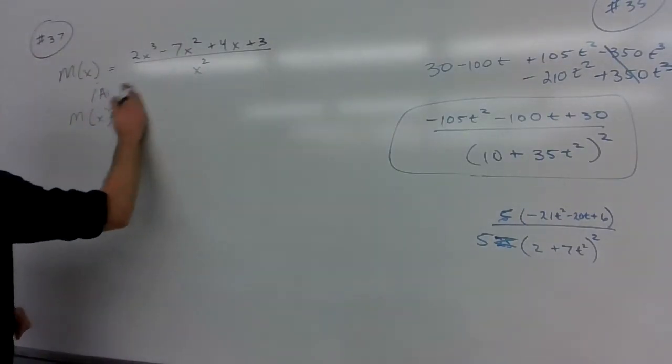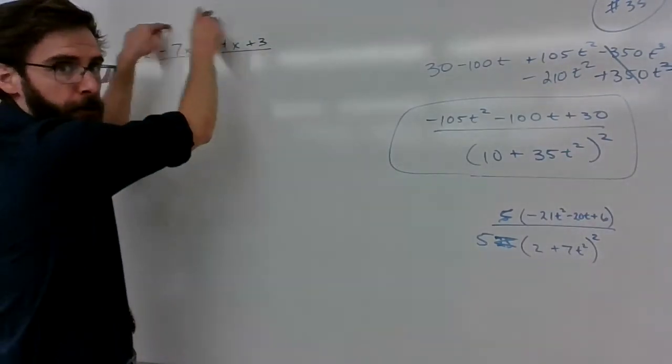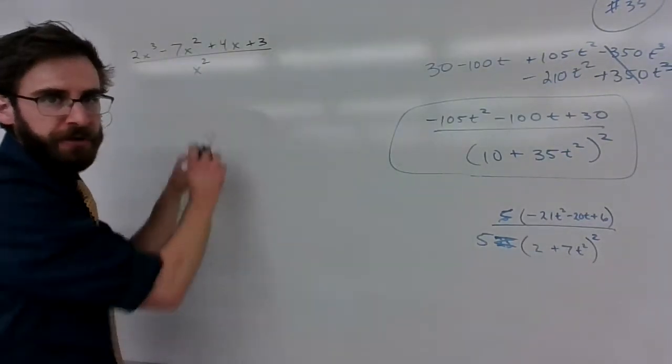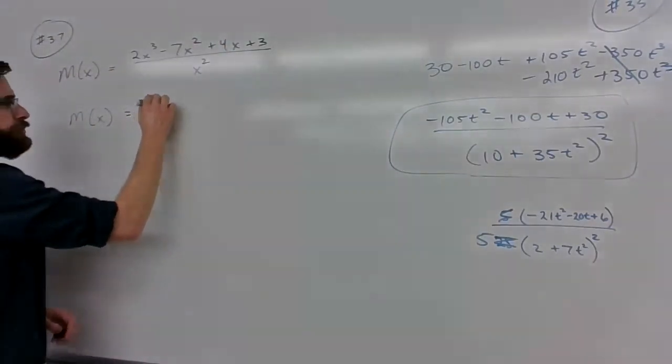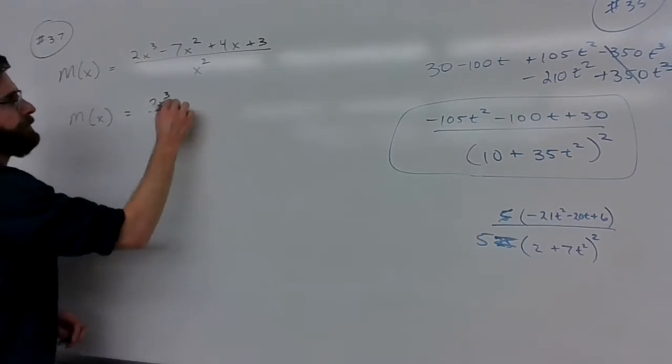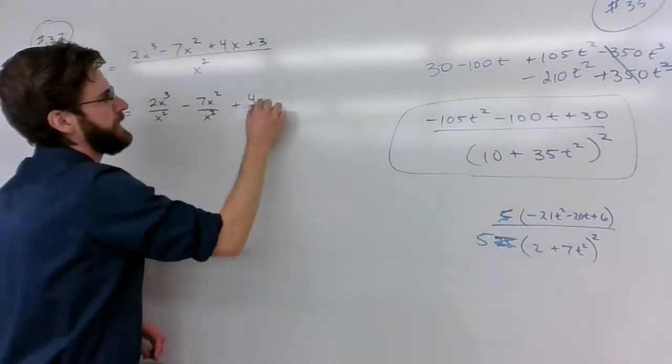Sorry, this is getting in the way. You can split fractions up if there's a single bottom and multiple tops. You can't do it if there's multiple bottoms and a single top. So you can do 2x cubed over x squared minus 7x squared over x squared, and so on.